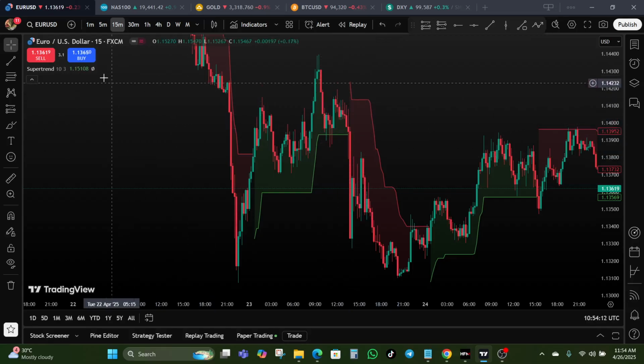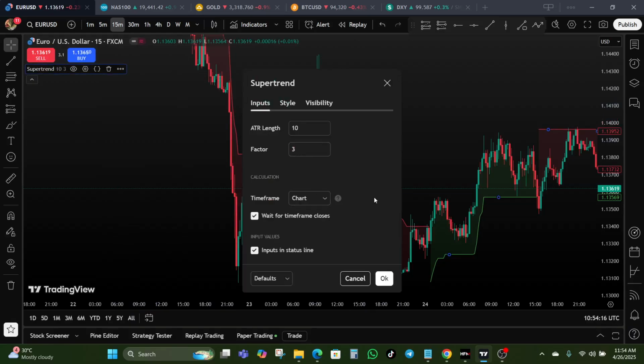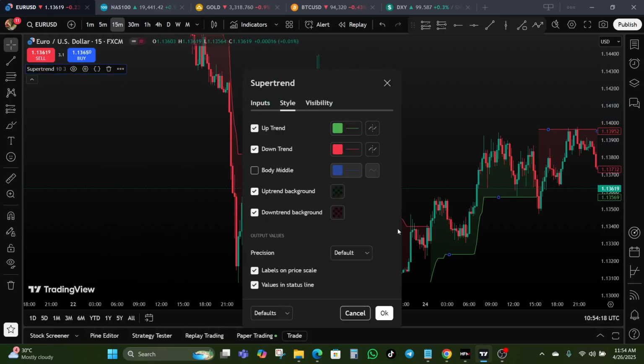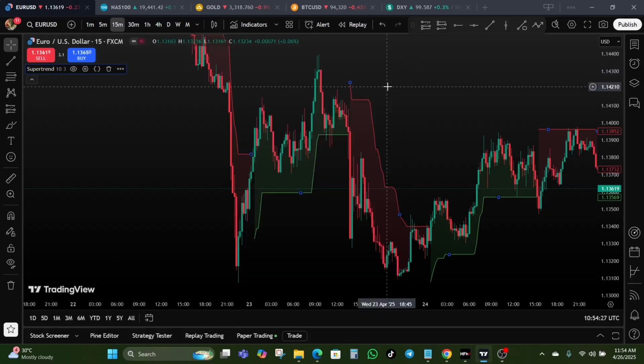You can customize the settings slightly to fit your favorite pairs or time frames for even sharper entries, right?